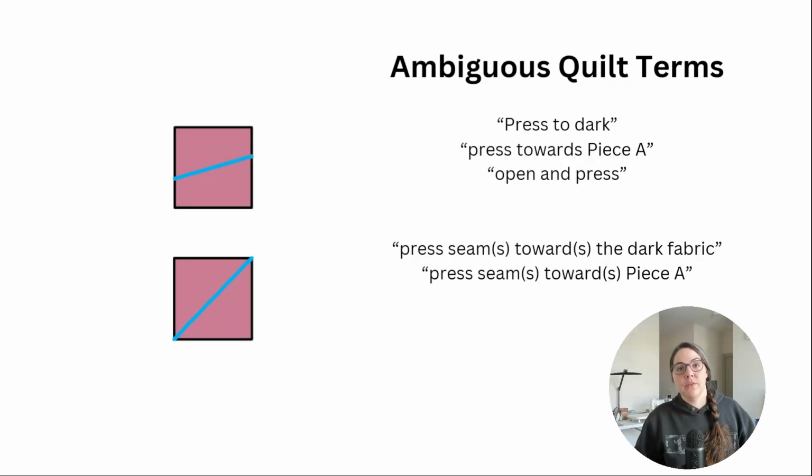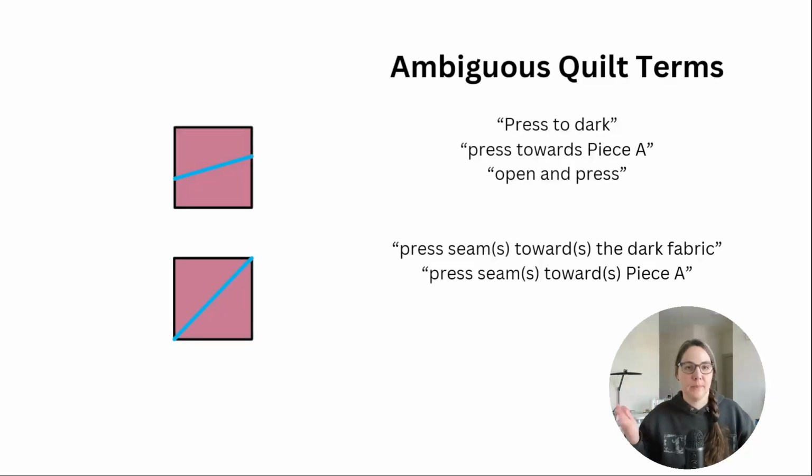And so what I'll see a lot of are just press to dark, press towards piece A, open and press, right? Like that action of taking your HSTs or your pieces that are right sides together and opening them up and then pressing your seam. All of those different ways of saying the same thing are really ambiguous because, first of all, opening and pressing something is too easily confused with pressing the seam open. And also, we always assume that you're unfolding those right sides together pieces when you're quilting. That's just taken for granted. That's an assumed thing in all quilt patterns. So there's no real need to remind people to do that. So just cross that one off your list.